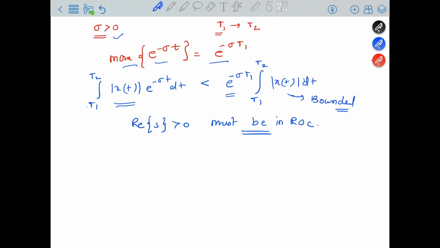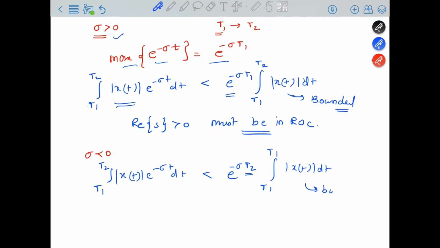Similarly, we will take the value sigma which is less than 0, and we will do the same analogy. So what we will get? We will get the integral from t1 to t2 of mod of x(t) e raised to the power minus sigma t dt, and this value will be less than what? If you can guess, e raised to the power minus sigma t2. So now we have to take sigma t2 because the sigma value is less than 0, so we will take the greater value. So if the range is from t1 to t2, we have to take e raised to the power minus sigma t2. The max of this will be e raised to the power minus sigma t2, and again this integral will be t1 to t2 of mod of x(t) dt, and again we have said that this is bounded.